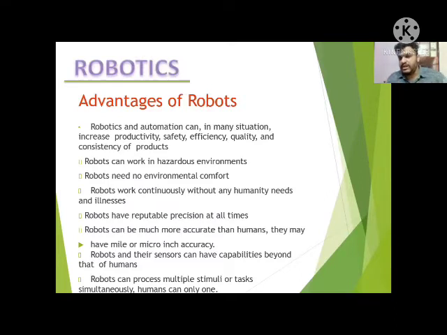Then, when a robot works, its accuracy is much more than humans. These robots can do work continuously, and even though it does the work continuously, it can do it very accurately, very properly. Then these are the major advantages of robots.